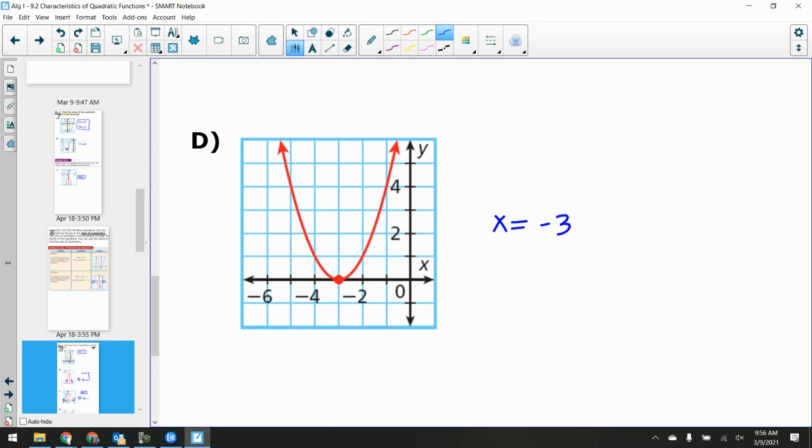So I hope we see that it's very easy to identify the pieces and parts given the graph. If we're given the graph, it's very easy to identify where the zeros are and where the axis of symmetry is. Okay, very easy.